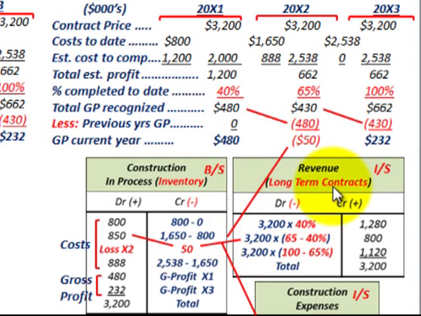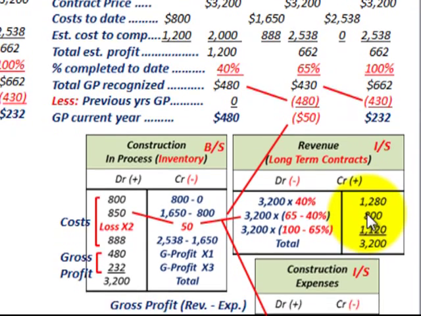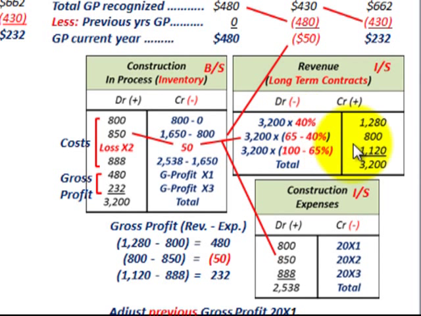And then as far as our revenues, we'll just go through the debits and balance. That was that $3,200 contract price times the 65% that we calculated for the current year, 20x2, minus what we already realized in 20x1, 40%. So the difference is going to give us 25% of that 3,200, which we went through before is 800. So what we have in our revenue account, we have a credit of 800, and in our construction in process, the loss, we also credited that for $50.